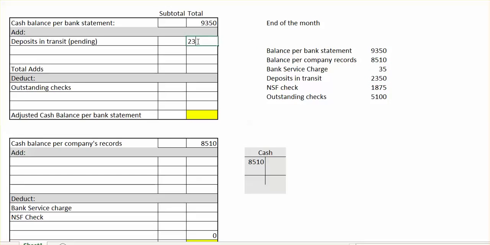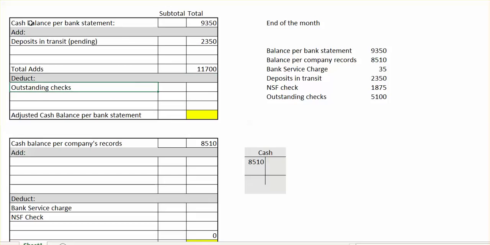So $2,350 was a deposit in transit. And so what we'll do is we'll add those 2 numbers to get our cash balance after we add our deposits in transit.